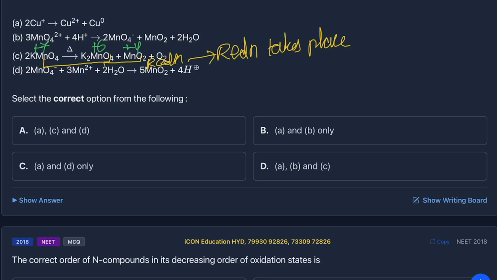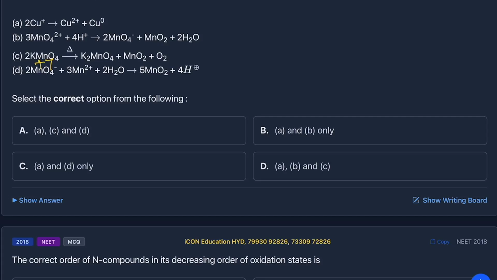Next, if you check the last option, here it is in the +7 oxidation state, here it is +2, and here it is getting +4 oxidation state. So +7 to +4 is a decrease in oxidation state, only reduction takes place, which means this is also not a disproportionation reaction. Which of the following reactions are disproportionation reactions?